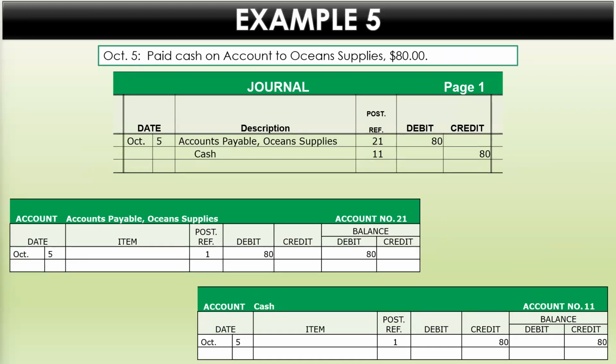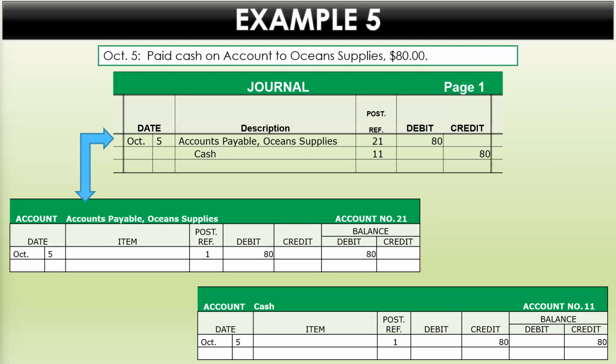One more example here of posting. On October 5th, paid cash on account to Ocean Supplies in the amount of $80. There on your screen, you can see that the journal entry has been recorded.